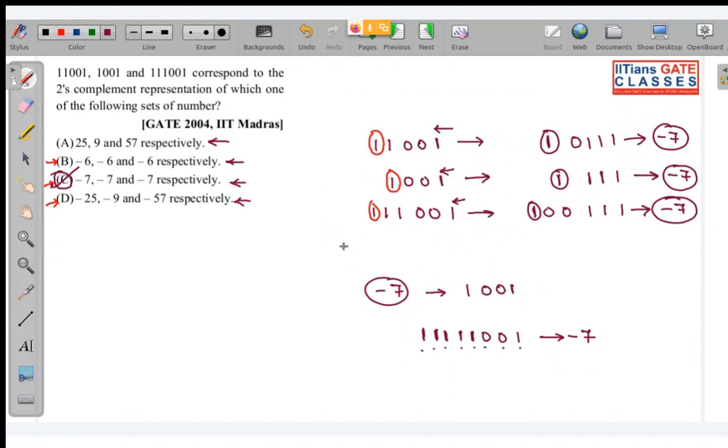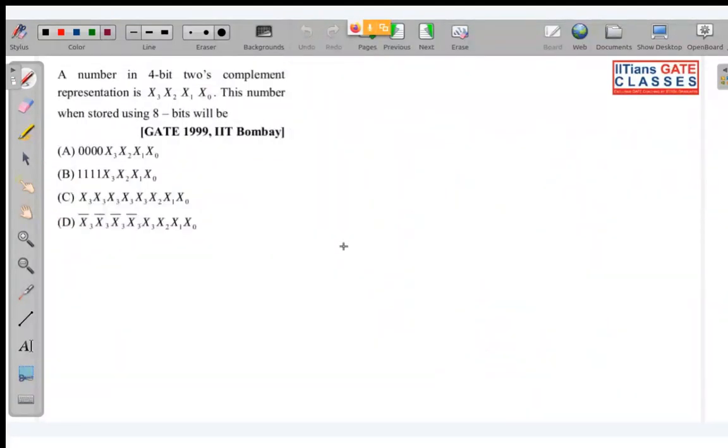Is this concept clear? So this was a very good question. Now tell me what will be the answer for this question. Just look and tell me the answer. No need for solving. Quickly. Good. So here what is given? A number in 4-bit 2's complement representation is this. This number when stored using 8 bits will be.